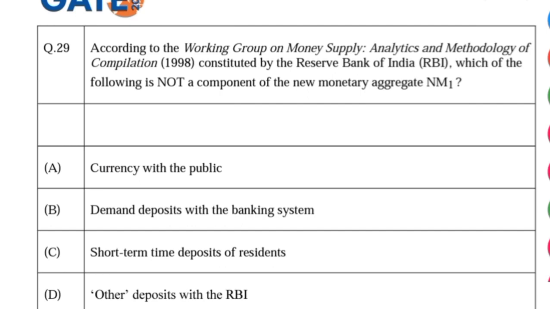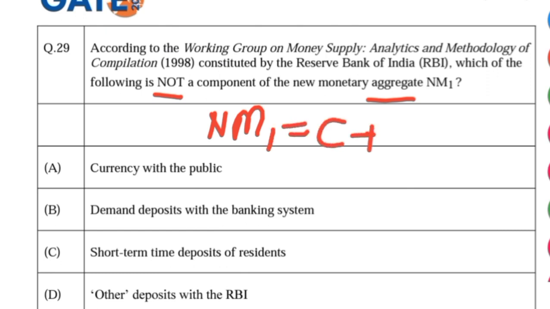Next question is, according to the Working Group on Money Supply Analytics and Methodology of Compilation 1998 constituted by the Reserve Bank of India, which of the following is not a component of the new monetary aggregate, that is NM1? That means what we also call the narrow money supply. So currency with public, so NM1 includes currency with public plus demand deposits with banks plus other deposits with RBI. So C plus DD plus OD.